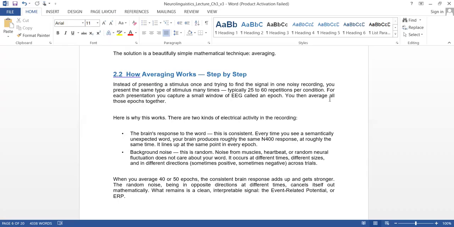Okay. Background noise is the random noise of muscles, heartbeat, and random neural activity; it doesn't care about your word. It occurs at different times, in different sizes and different directions, sometimes positive, sometimes negative, across time. Now you need to note this down: the N400 is always at the same time and lines up at the same point in every epoch. Here the waves are different. This is how you learn that this is noise and this is the impact of the language-related stimulus.